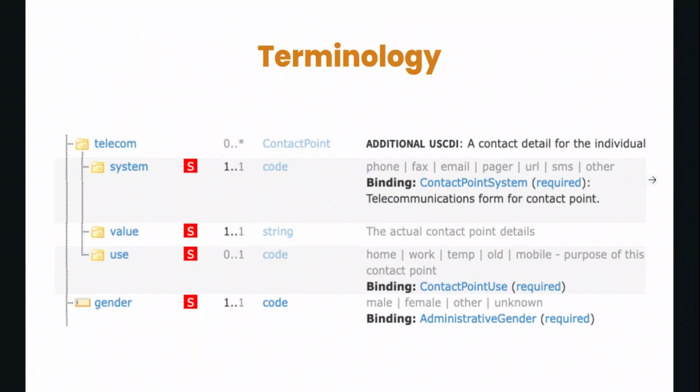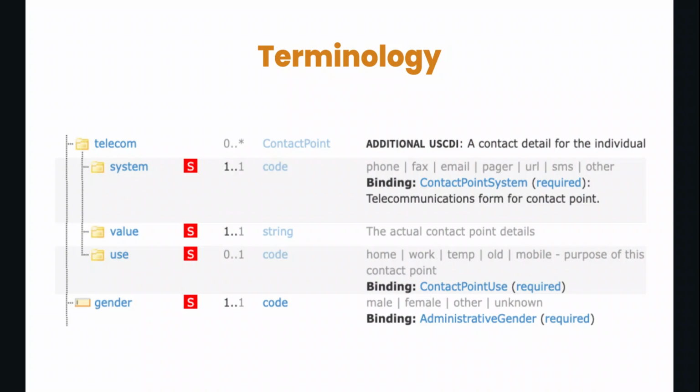So let's begin. Terminologies, you've probably seen some of this already, is basically a way to constrain a data element to a specific set of codes. On the screen here, there are three examples. Telecom.system is constrained to this value set called contact point system, has a binding strength of required, and it can only come from those codes that you see on the screen: phone, fax, email, pager. Same thing with use: telecom.use only can come from contact point use, and it can only be those codes: home, work, temp, old, mobile, things like that. And then gender, administrative gender value set, binding strength of required, and can only be male, female, other, or unknown.